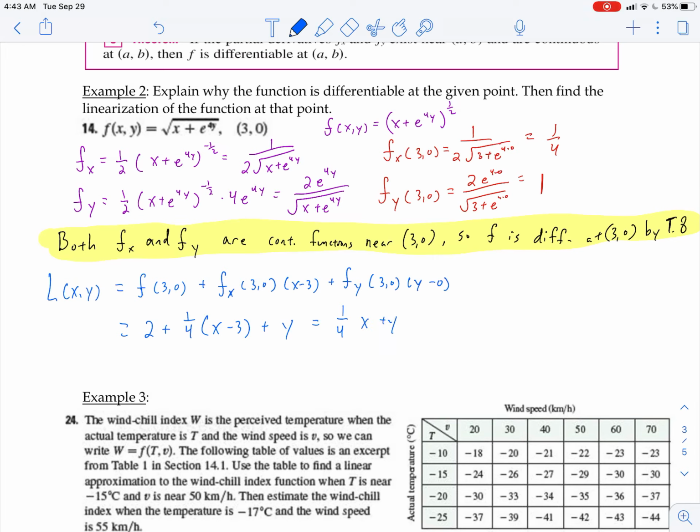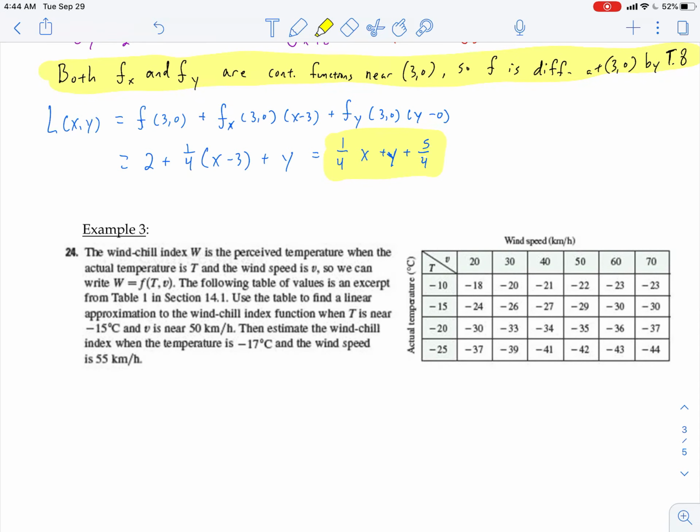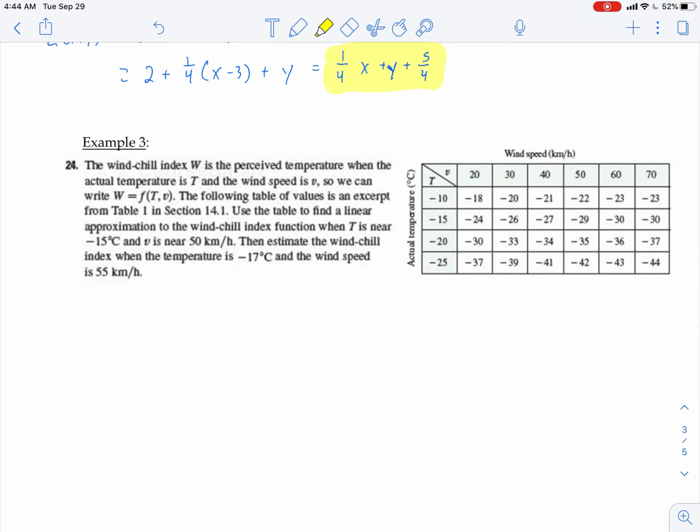And we're just going to combine our like terms. So we're going to get 1/4 x plus y, negative 3/4, 2. So it should be 5. I believe, yeah, it should be 5/4. All right. Again, this is the linear approximation, or the linearization, at the point (3, 0).